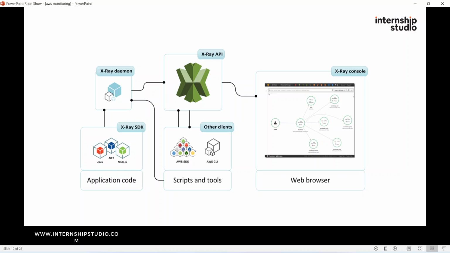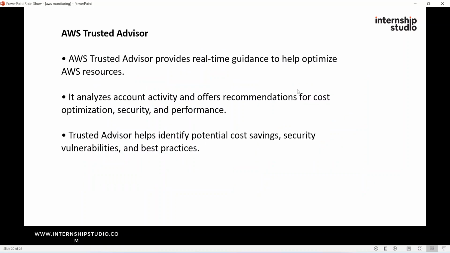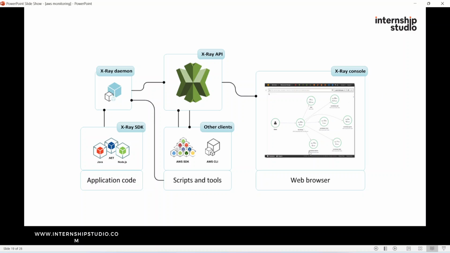This is the high-level workflow of X-Ray. We have the X-Ray SDK here, which has some application code, for example Java, .NET or Node.js. Then we have the X-Ray daemon in the backend. You can associate it with the scripts and tools. We have the AWS SDK and AWS CLI through which you can interact with the X-Ray API. You can also interact with the X-Ray console via the web browser as well. Web browser in the sense of the management console. So this is how X-Ray works.